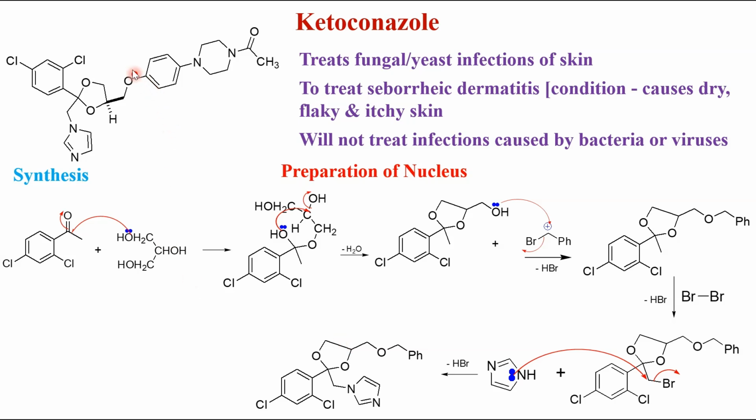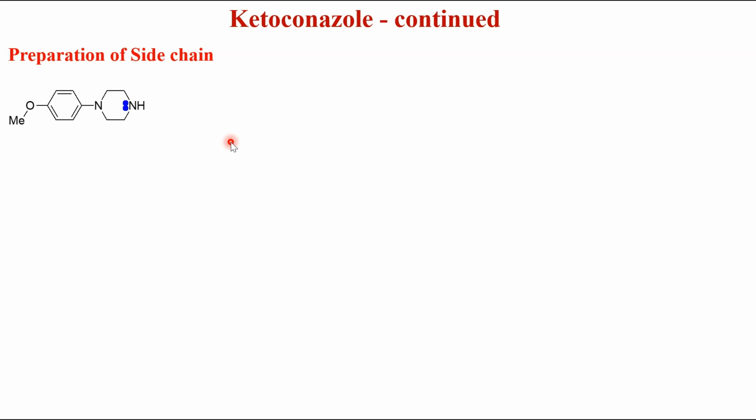Now I have to prepare this side chain. How will I prepare this side chain? Let us look into it. N-anisyl piperazine I will take and treat with acetyl chloride.